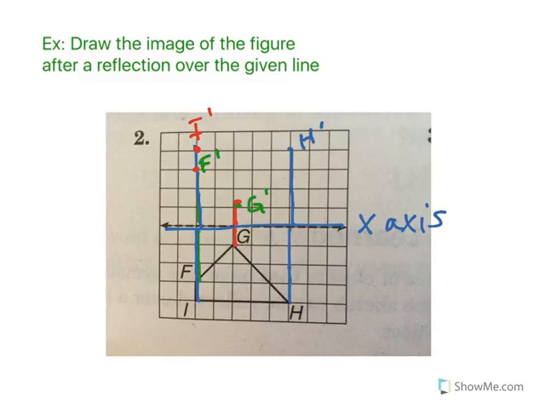So again, easy now. I'm just going to connect, connect, and there's my shape. And again, it should look very similar, just flipped over, like what you see in the mirror. Sometimes when you're standing in front of a mirror and you have words on your shirt, you'll see that those words are turned backwards. That's the same thing when we reflect over an axis. Our shape is just flipped upside down.